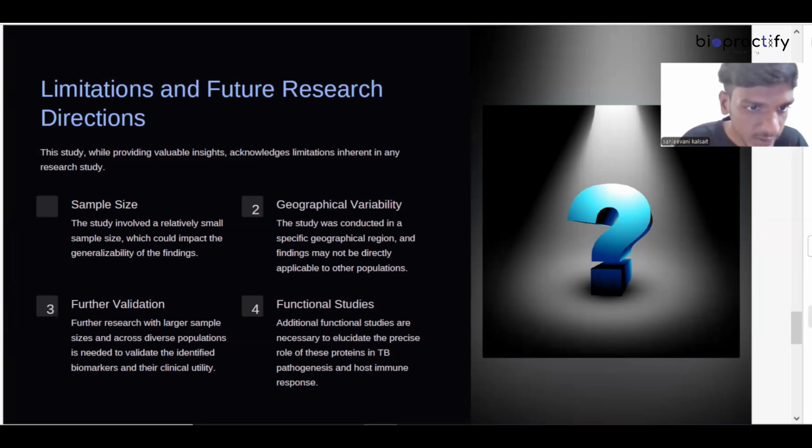Geographical variability. The study was conducted in a specific geographical region, and findings may not be directly applicable to other populations. Third is further validation. Further research with larger sample sizes and across diverse populations is needed to validate the identified biomarkers and their clinical utility. Functional studies. Additional functional studies are necessary to evaluate the precise role of these proteins in tuberculosis pathogenesis and host immune response.